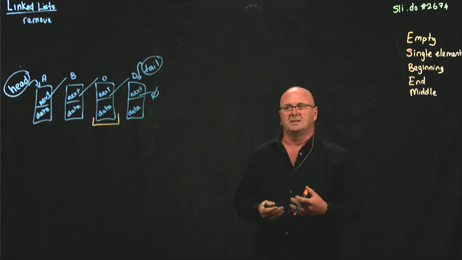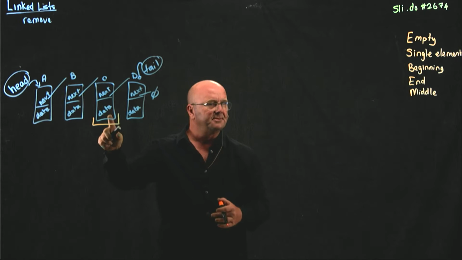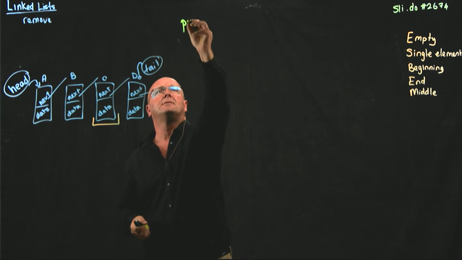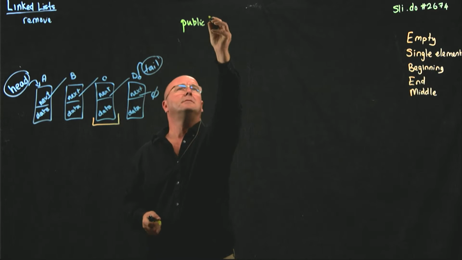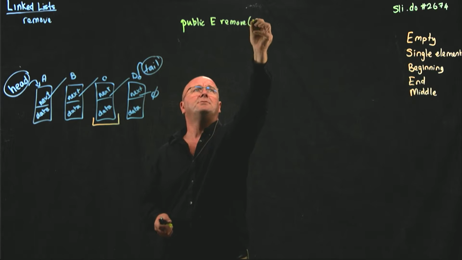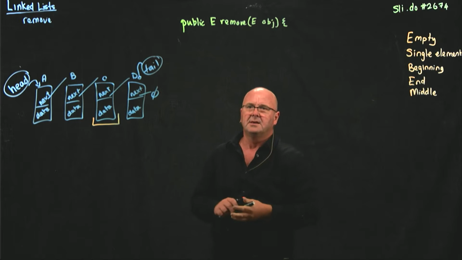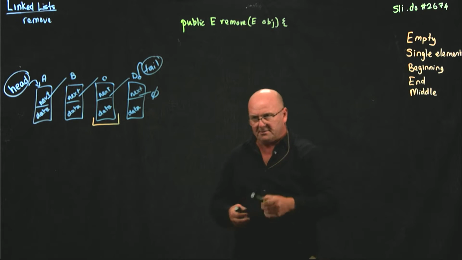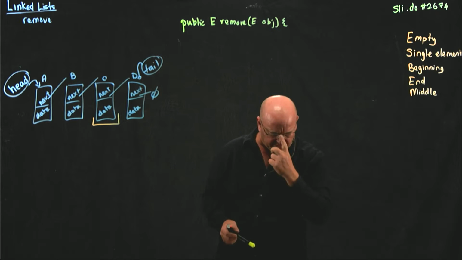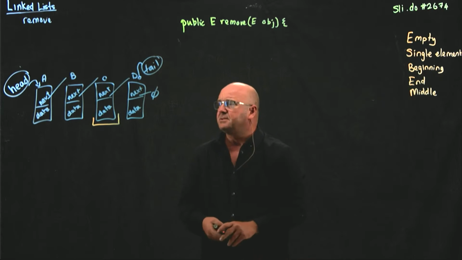The first question is, how are we going to find the object that we want to remove? So our signature for our remove method is probably something like public E remove(E object). We're going to remove something, we're given an object, and we want to return an object. I'll talk more about why we have two things that are the same a little bit later. Okay? So we want to remove something.